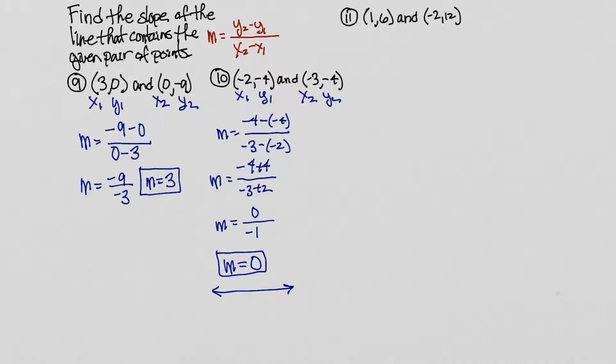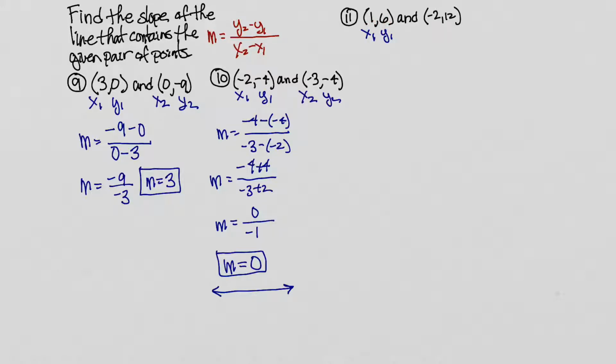11, we've got these 2 points. Let's indicate which one's which. Now, as I look left to right, the first x I see is a 1. So that's going to be my x1. And the first y I see is that 6. So now I've got the first x, the first y, right?